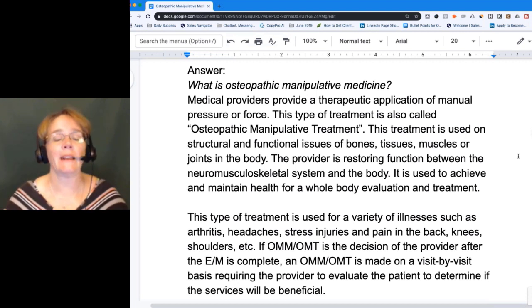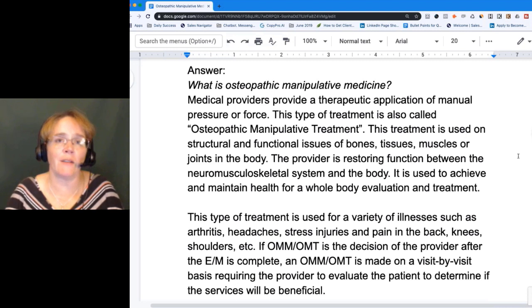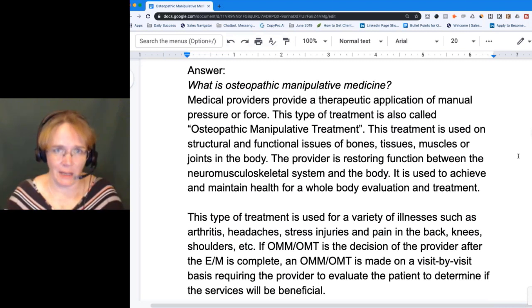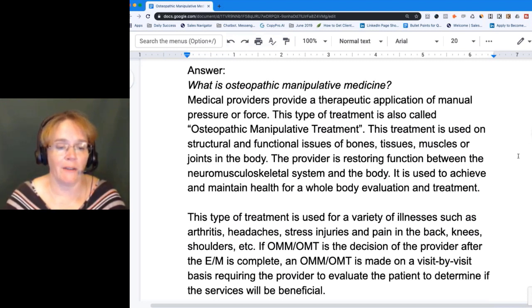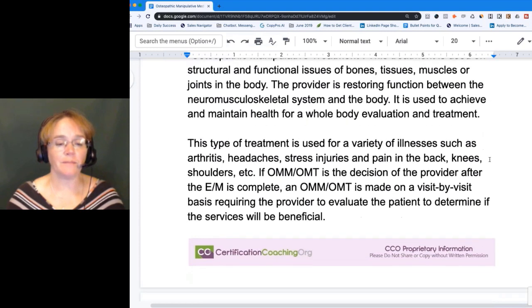That's what they're looking at, whole body health, not just that you go to a doctor because your back hurts. They're not just trying to help your back. They're trying to influence that area of your back so the whole rest of your body can function as well. Especially coming from orthopedics, people with back pain really have a lot of other problems as well. So this type of treatment is used for all different kinds of illnesses. We're looking at arthritis, headaches, stress injuries, pain in your back, your shoulders, your knees.